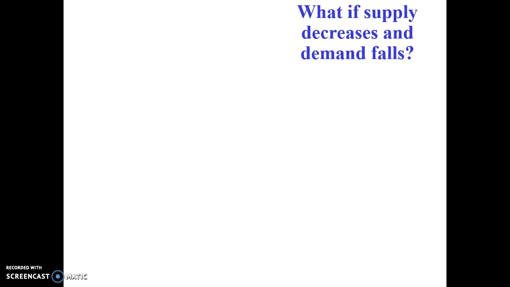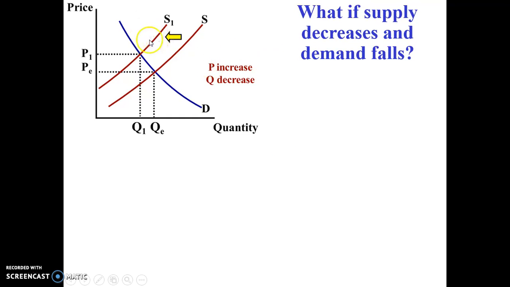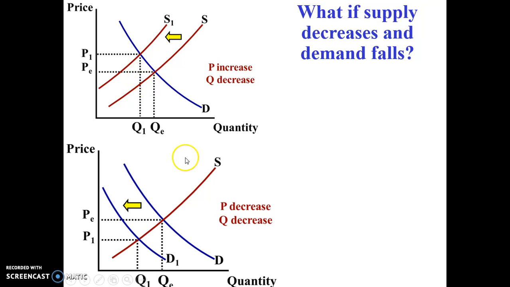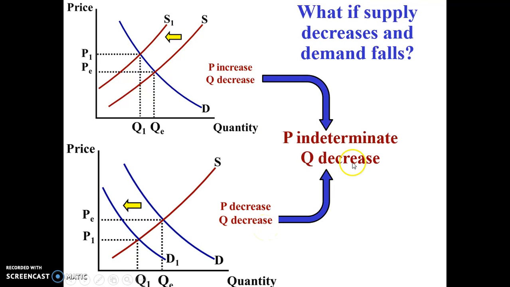Here's another example. What if supply decreases and demand decreases? All right, supply shifts to the left. That makes the price go up and the quantity go down. Demand shifts to the left. The price goes down and the quantity goes down. See that? This is the old equilibrium. This is the new equilibrium. So again, here the price increases. Here the price decreases. In both situations, though, the quantity decreased. So quantity we know is going to decrease, but the price, that's indeterminate.